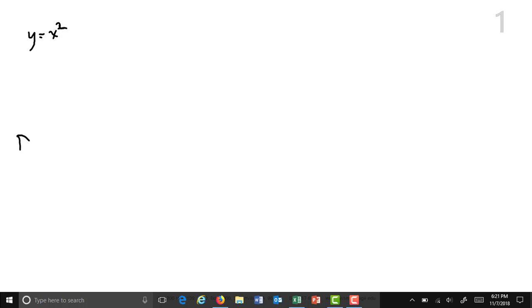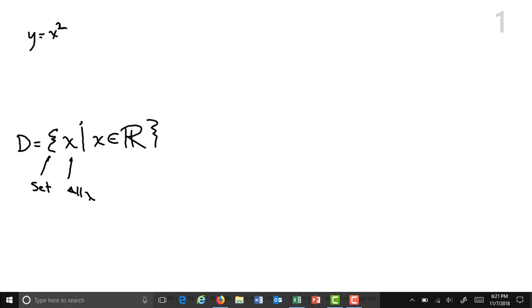So my domain will be equal to the set. When you have that kind of parenthesis, it means set, of all x. This bar here means such that. x is an element, this means it's an element of the real number system. That's how you say that x is the domain. So the domain equals the set of all values of x, all x, such that x is an element of the real number system. Well, the real number system is everything except for the complex numbers, remember?